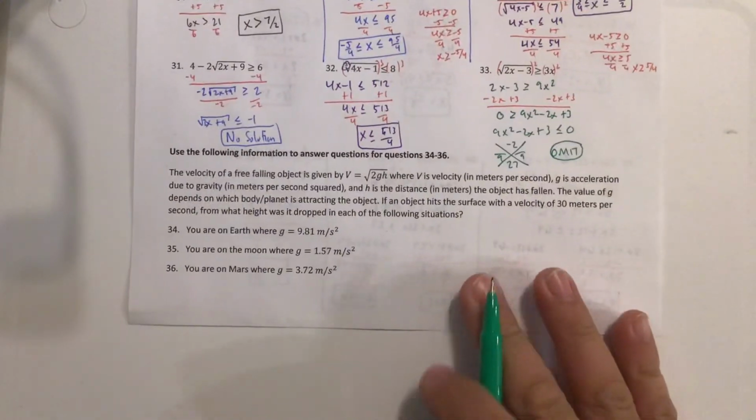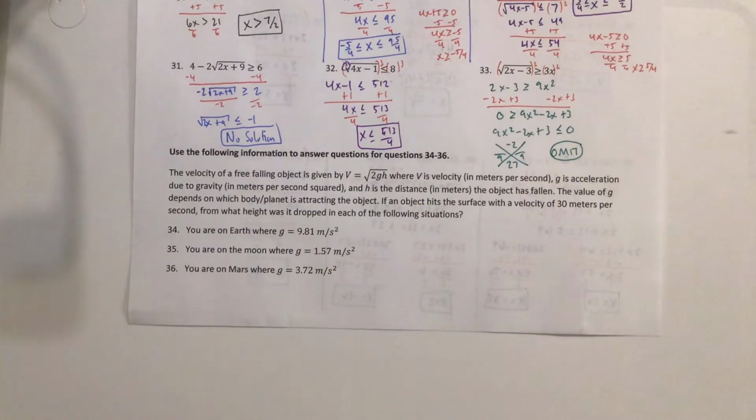All right, and for the last one here, it says to use the following information to answer questions 34 through 36. So for this here, the velocity of a free-falling object is given by this equation. V equals the square root of 2gh, where v is velocity in meters per second, g is acceleration due to gravity in meters per second squared, and h is the distance in meters the object has fallen. The value of g depends on which body or planet is attracting the object. If an object hits the surface with a velocity of 30 meters per second, from what height was it dropped in each of the following situations?